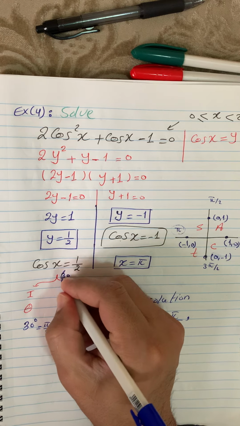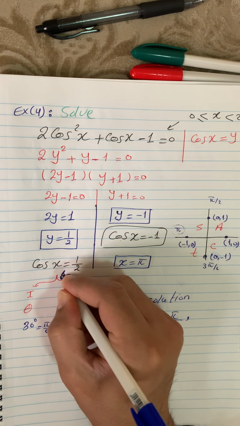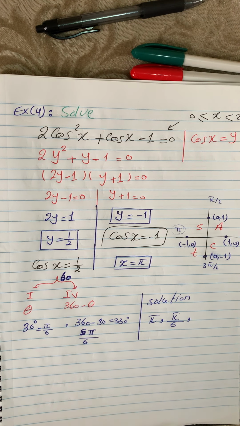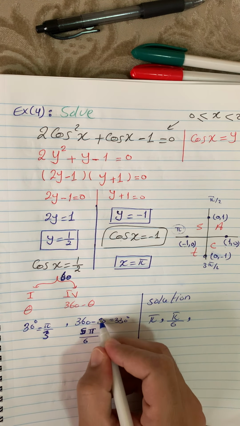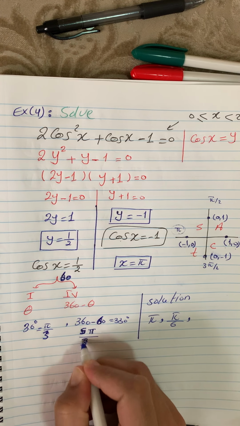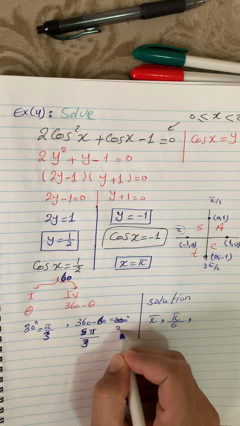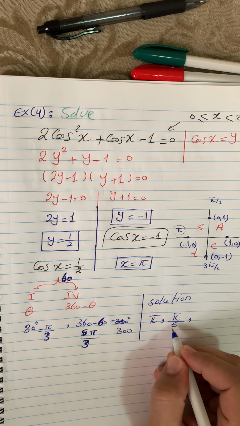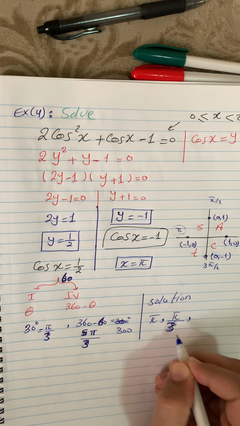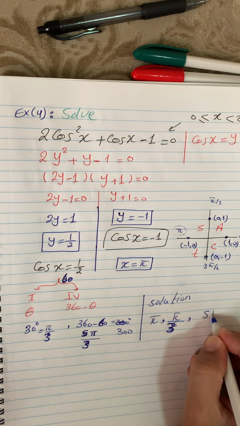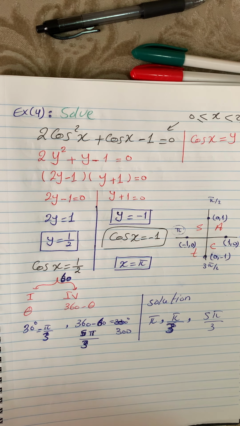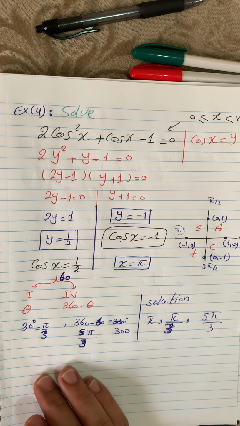Oh, sorry, this is 60. The angle here is 60. Shift to cosine half. The angle is 60. I thought it's sine. So the angle is pi over 3. And this one will be 5 pi over 3. This is 300. So the solution will be pi over 3 and 5 pi over 3. This is the solution for this equation.